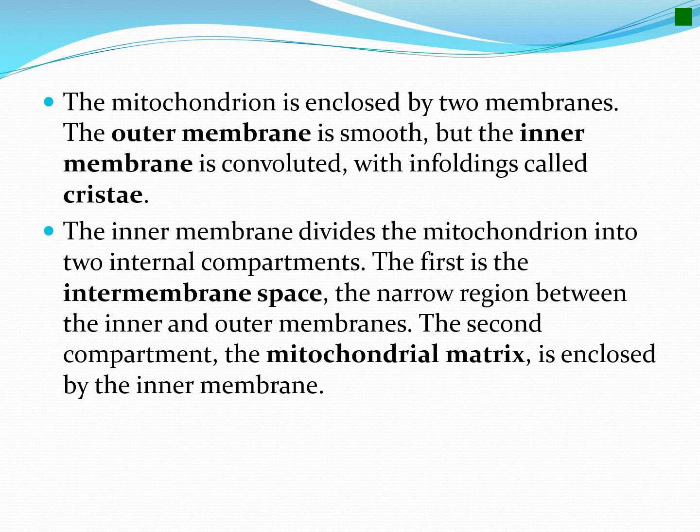Remember also that a mitochondrion is enclosed by two membranes. That's to mean a double membrane, exactly the same case as chloroplasts. The inner membrane divides the mitochondrion into two internal compartments. The first is the intermembrane space, which is the narrow region between the inner and the outer membranes. The second is the compartment known as the mitochondrial matrix, which is enclosed by the inner membrane, and this is going to be illustrated by the following diagram.